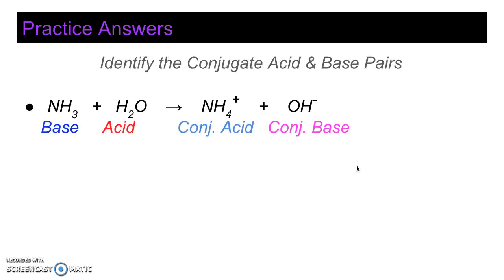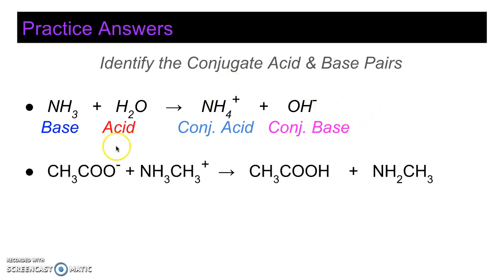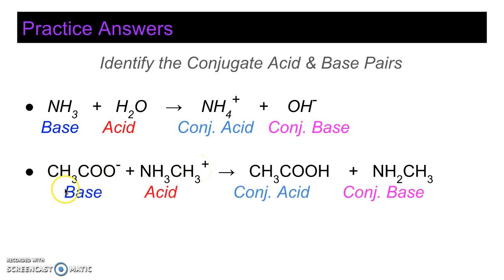Okay, so here are the answers. For the first one, the base is NH3, its conjugate acid is NH4 plus. The acid is H2O. H2O gives up a proton to form a conjugate base, OH minus. Next one, we have this acetate and we have this ammonium type thing here. So this is the base because it accepts the proton to form acetic acid, its conjugate acid. And this is the acid because it gives up one of its protons to form methylamine.